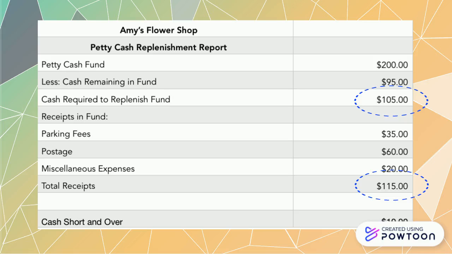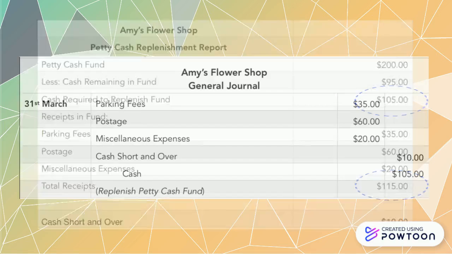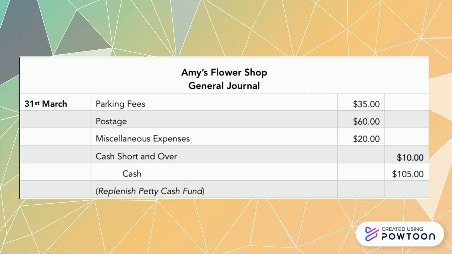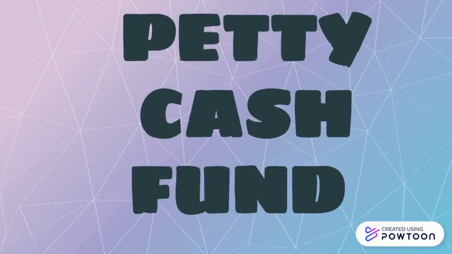Sometimes when collecting the receipts or giving change, the custodian could have discrepancies. If this is the case, the discrepancy is charged to a temporary account called cash short and over. A normal journal entry is done. However, the cash short and over temporary account must be added. And this is the process of petty cash fund.